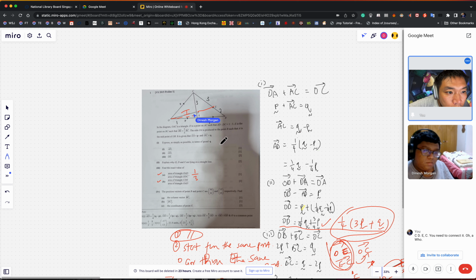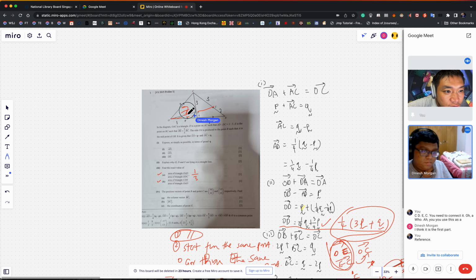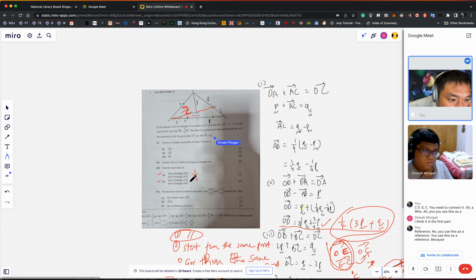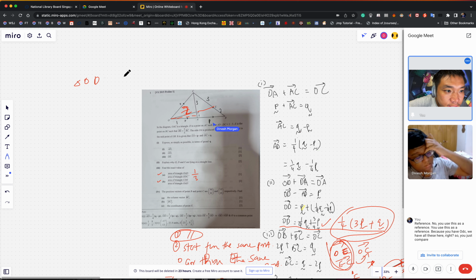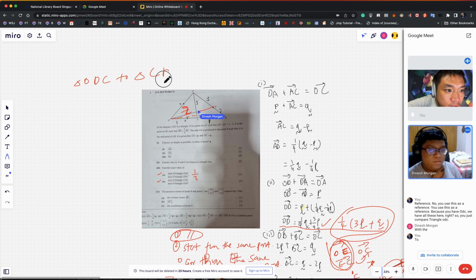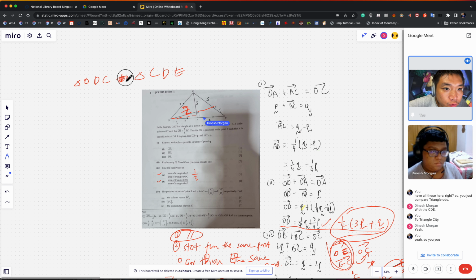No, you use this as a reference, because you have ODC already, right? So you just compare triangle ODC to triangle CDE. So you get this ratio out first. You can use the same height.